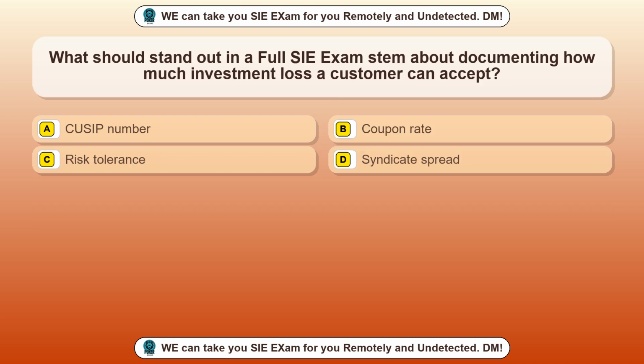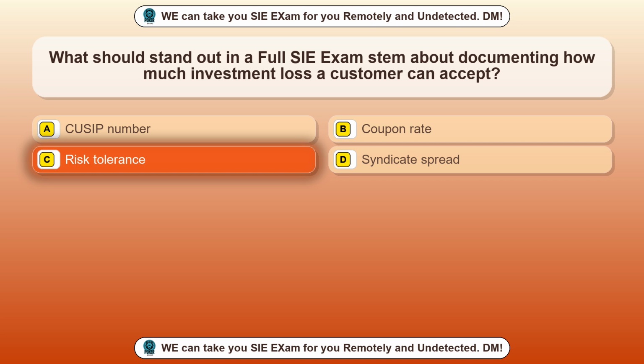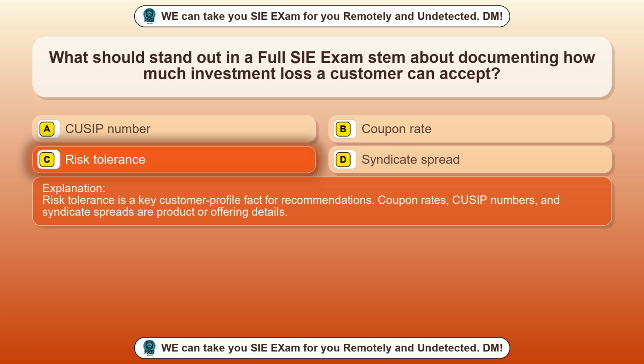Question 35. What should stand out in a full SIE exam stem about documenting how much investment loss a customer can accept? Option A, CUSIP number. Option B, coupon rate. Option C, risk tolerance. Option D, syndicate spread. The correct answer is option C, risk tolerance. Risk tolerance is a key customer profile fact for recommendations. Coupon rates, CUSIP numbers, and syndicate spreads are product or offering details.